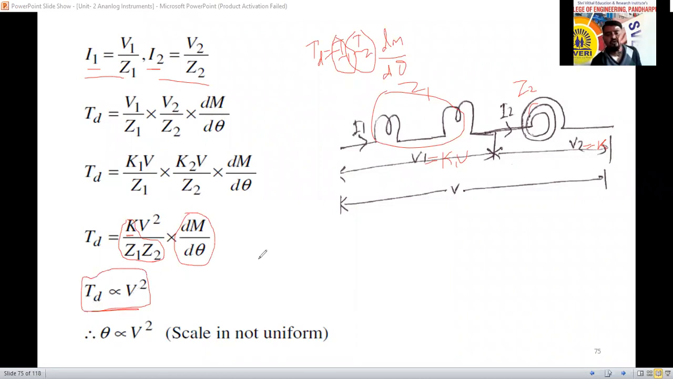We know that TD is directly proportional to TC, or TC is directly proportional to TD. TD is directly proportional to V square. So can I write here, TC equals K theta? So TC is directly proportional to theta also. Can I write this one directly? Theta is directly proportional to V square.